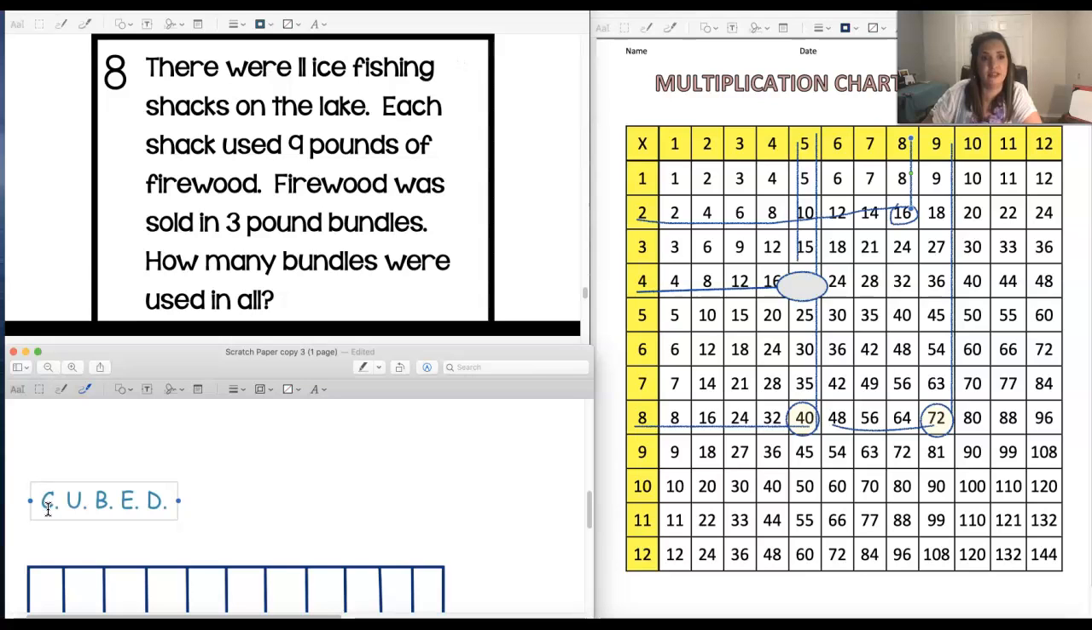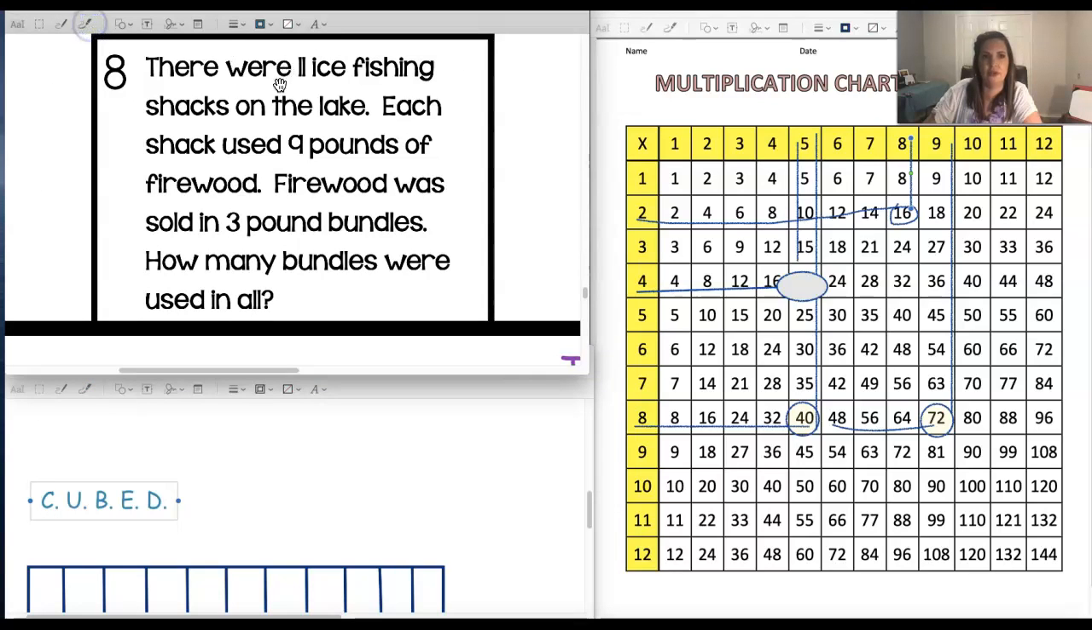Let's start by using C. Circle the numbers and the units. I have my number, which is 11 ice fishing shacks. So in this case, shacks would be my unit. I'm going to kind of connect those. Each shack used 9 pounds of firewood. Firewood was sold in 3-pound bundles. Okay, underline my question. How many bundles were used in all?